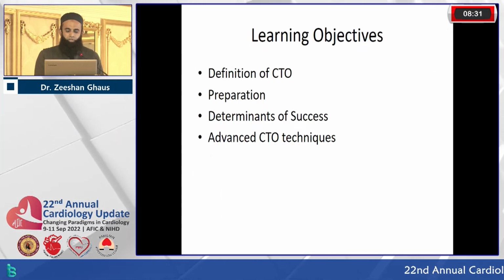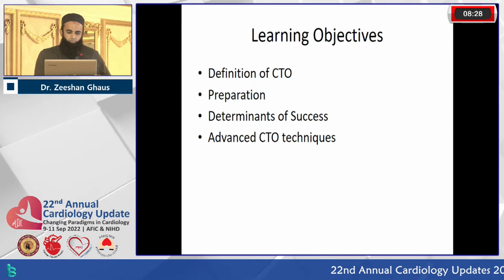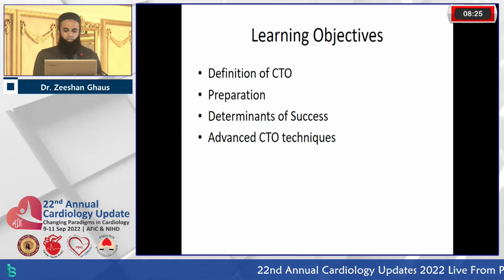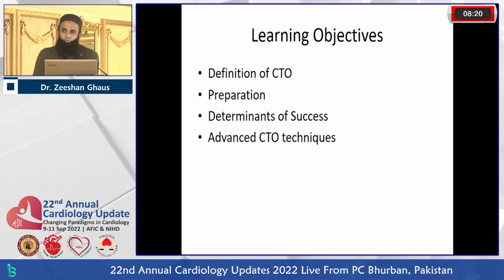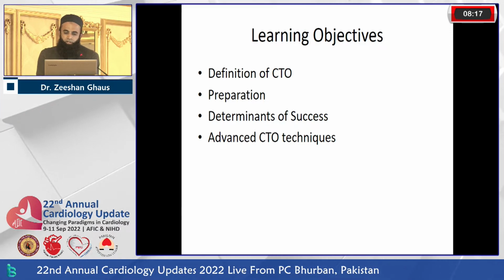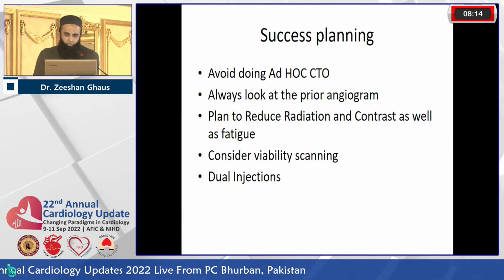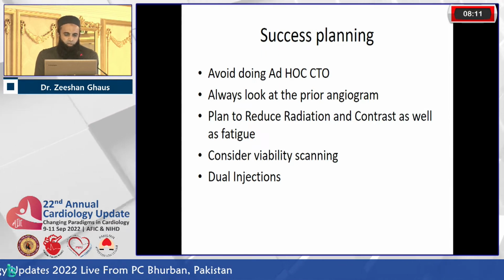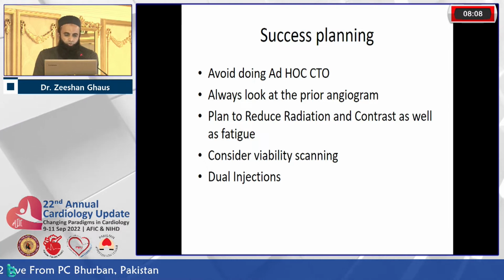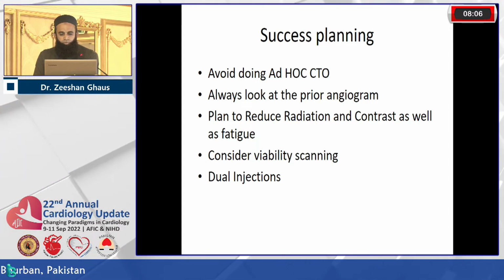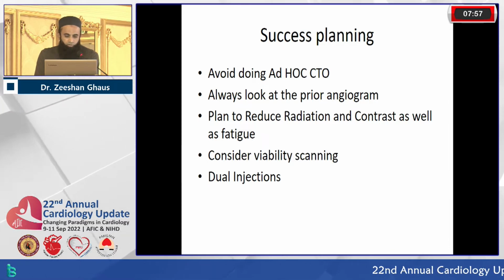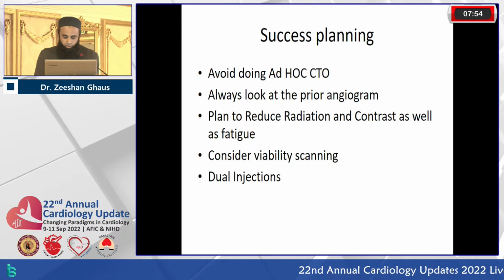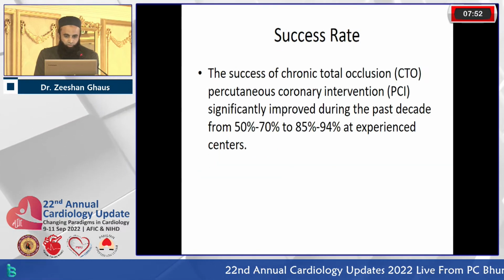So the learning objectives are the definition of CTO, how we prepare for this patient, what the determinants of success are, and what the advanced CTO techniques are. A CTO is a lesion that is occluded for more than 3 months by definition. When planning, avoid doing ad hoc CTOs. Always look at the prior angiogram, and plan to reduce radiation and contrast as well as fatigue. Consider viability scanning if ejection fraction is low. And always consider dual injection, as my predecessor has already mentioned.